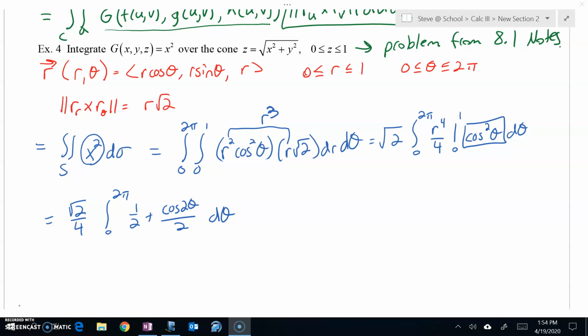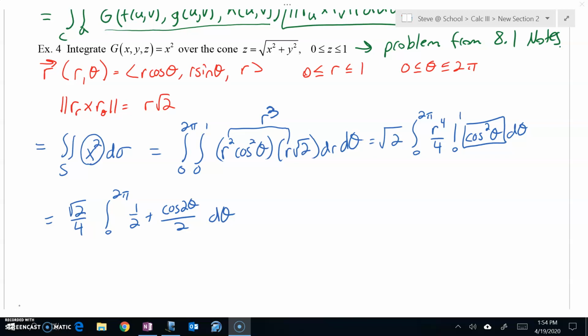So what I did basically was we still have the cosine squared theta d theta, so we're not going to worry about that right now. We're going to evaluate the r to the 4th over 4 from 0 to 1, and we get 1/4. So I have the 1/4 and the root 2. I put that outside, so now I'm down here on this next line. The 1/4 came out with the root 2, and now I write my integral.